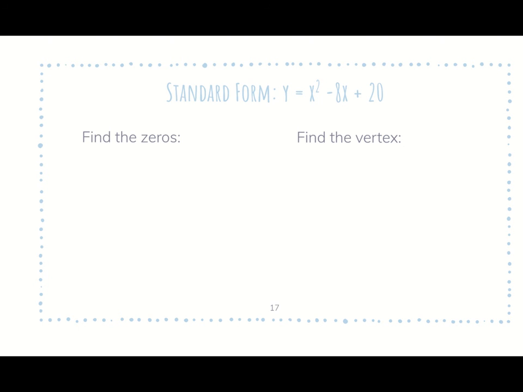All right, so for finding the zeros, my suggestion is to start with factoring. So I would factor x squared minus 8x plus 20. That is set equal to 0. And I'm going to factor. Could I do the quadratic formula with a being 1, b being negative 8, and c being 20? Absolutely. Work it all out. But factoring is going to be easier.